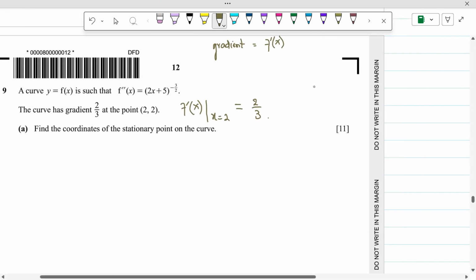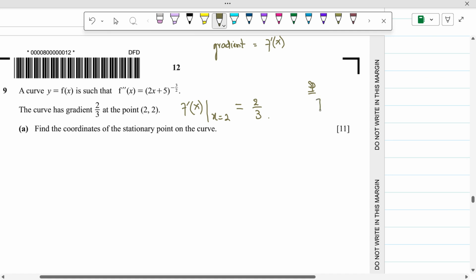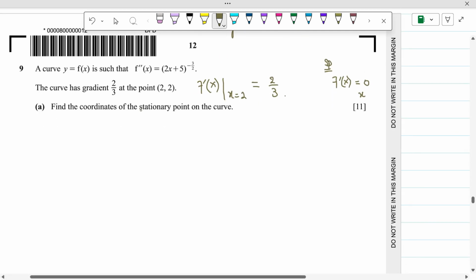We know that to calculate the stationary point, we need to find the derivative of the function and equate it with 0, and using this equation we will find the x coordinates. These x coordinates will be the x coordinates of the stationary point. So first we need to find the equation of the curve, which is f of x.